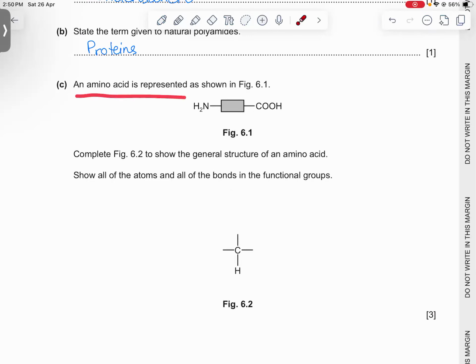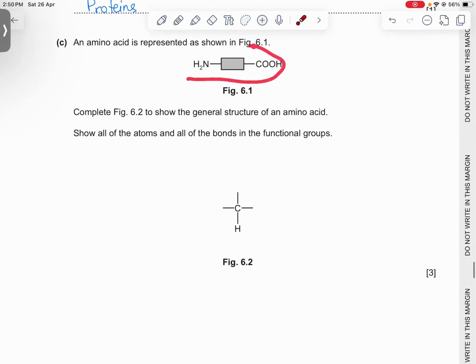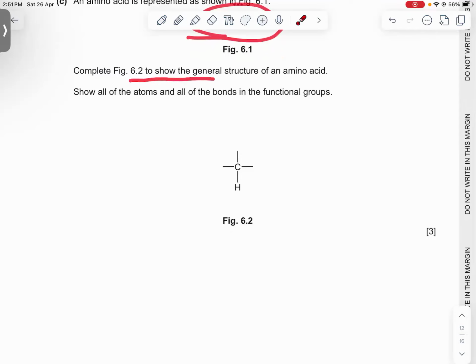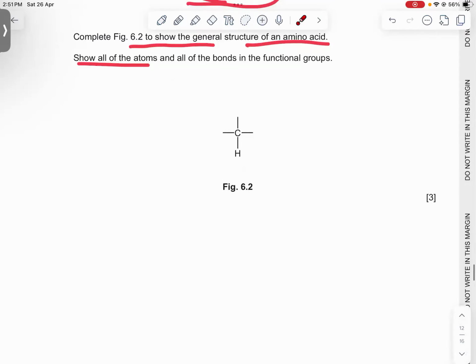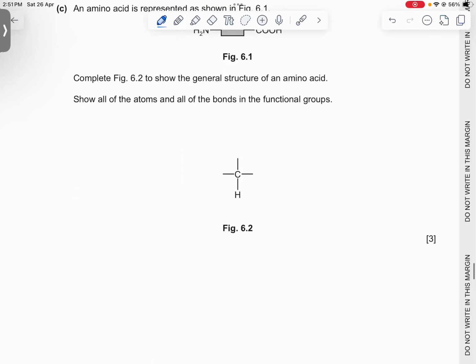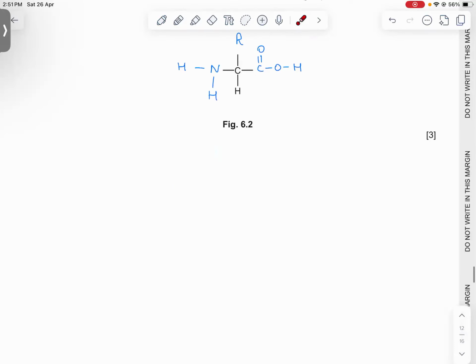An amino acid is represented as shown in figure 6.1. All right, we can represent it like this. Complete 6.2 to show the general structure of an amino acid. Show all of the atoms and all of the bonds. So we have to show all the atoms and all the bonds. I like to show the carboxylic acid on this side. C double bond O, O H. All right. We have R over here. We have N over here. And then N is joined to one hydrogen and another hydrogen. This is why it's called the amino acid. Okay. Any problems? I hope not.